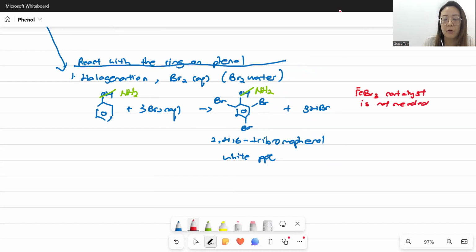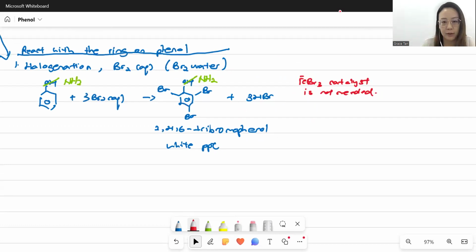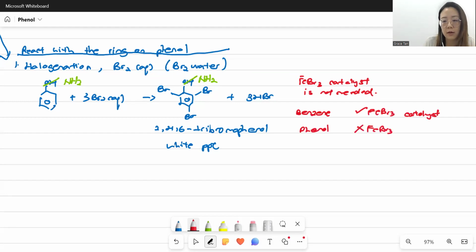Now, of course, a question will come out over here. Why do we not need a catalyst here? In other words, why is phenol more reactive compared to benzene? Benzene requires a catalyst. Benzene, you need the FeBr3 catalyst for your halogenation. But when it comes to phenol, you don't need the FeBr3 catalyst.